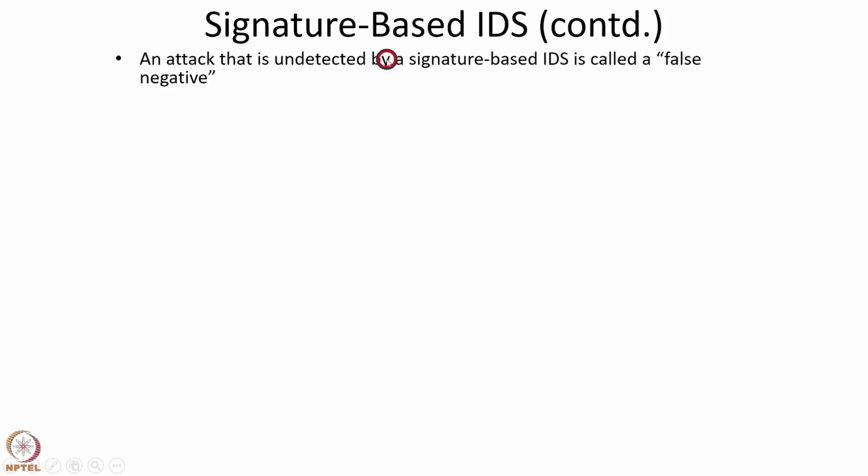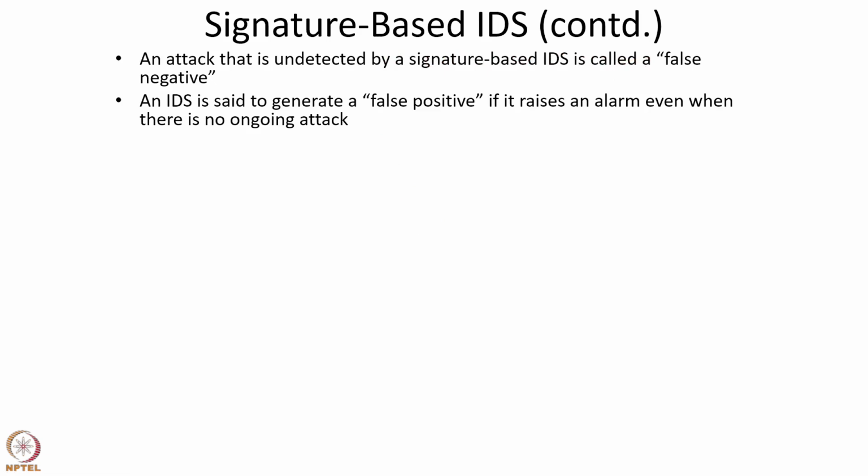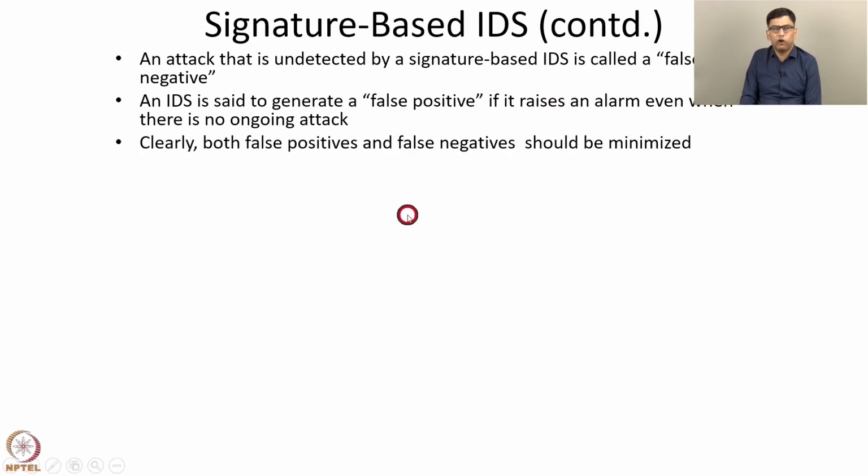An attack that is undetected by a signature-based IDS is called a false negative, and an IDS is said to generate a false positive if it raises an alarm even when there is no ongoing attack. So both false positives and false negatives should be minimized. For example, the false positive rate should be less than 1% or 5% or so. Similarly, the false negative rate should be less than 1% and so on. So we typically have targets about how much we can tolerate false positives and false negatives.